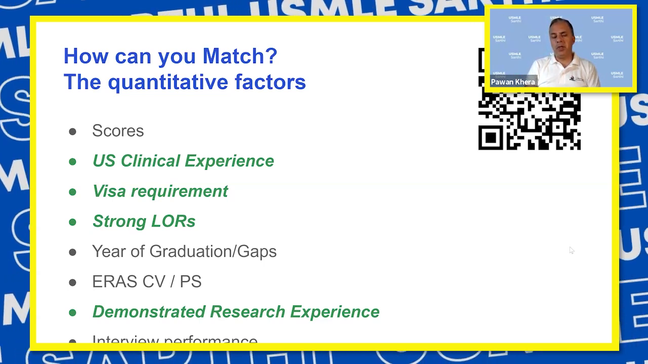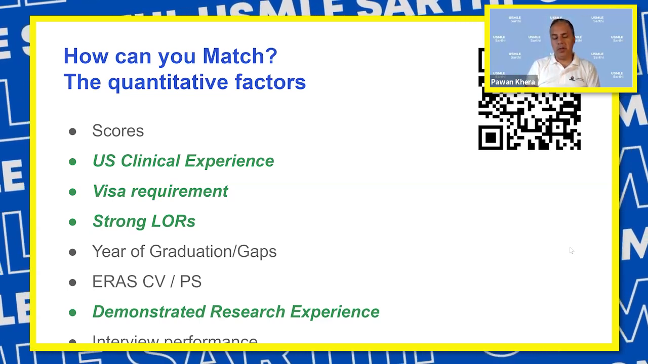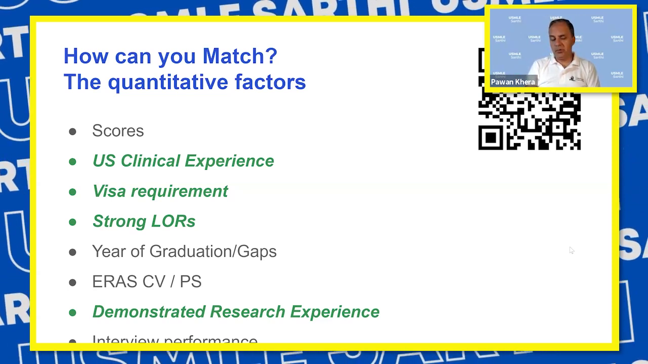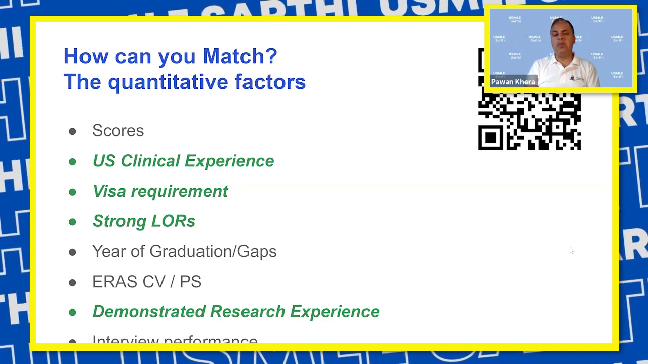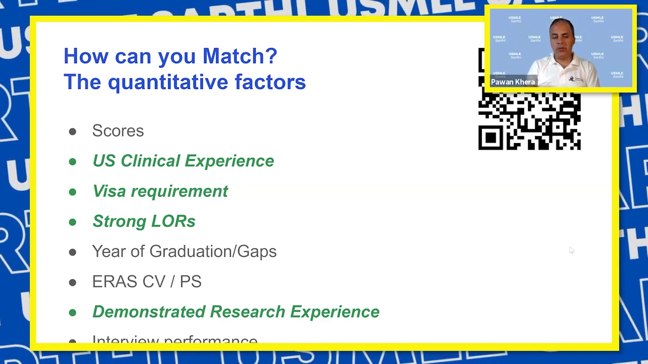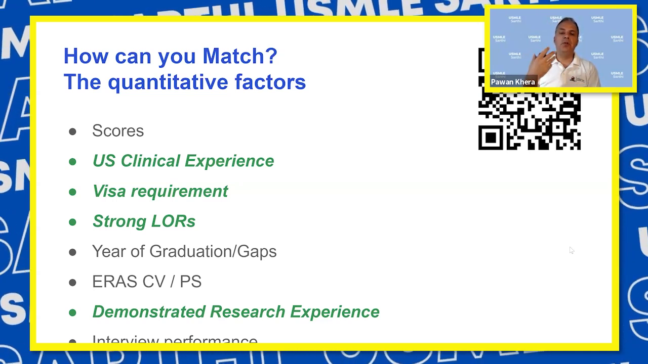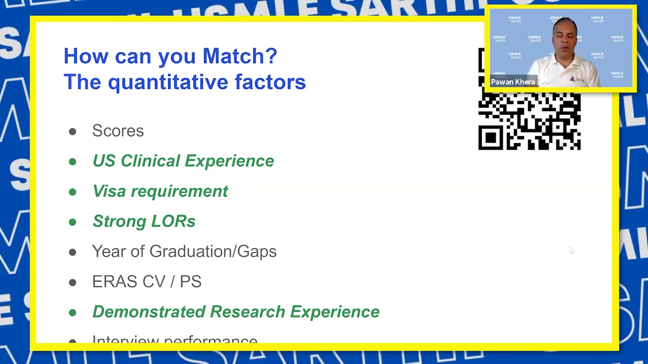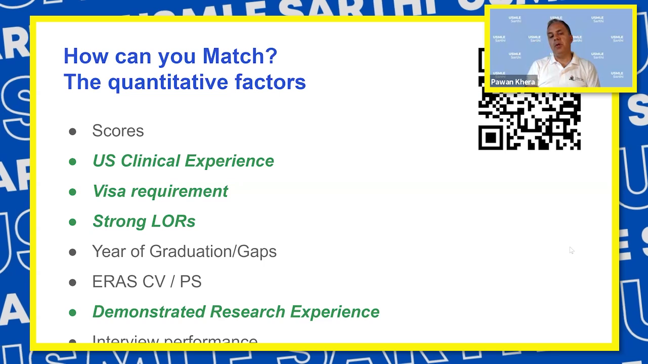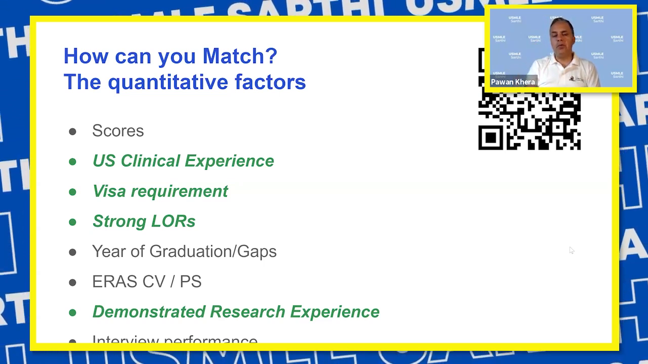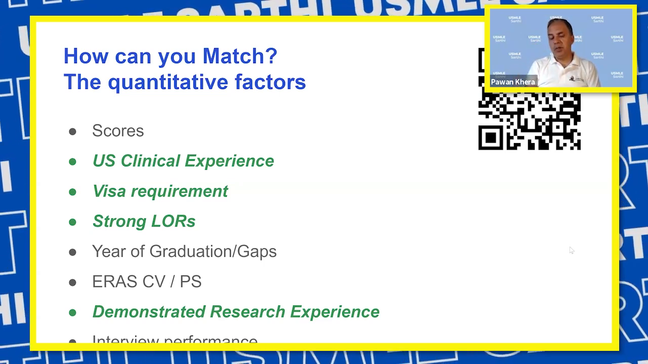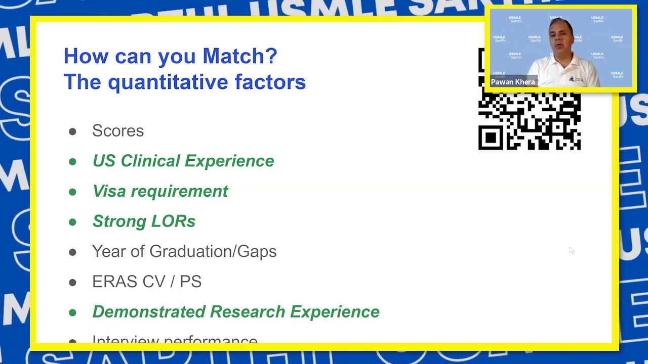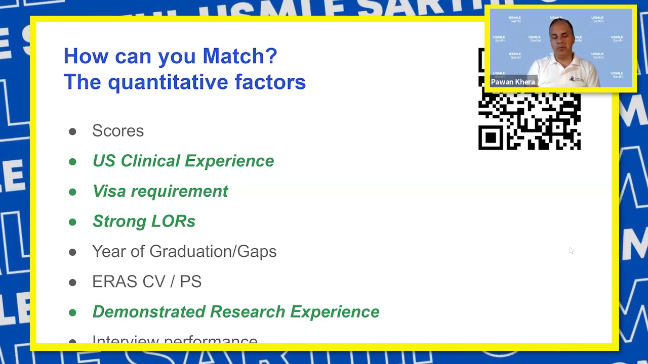Generally, most programs prefer 3 years or less YOG. Some programs prefer 5 or less, which is good. And there are few programs that don't care about your year of graduation. It also depends on the specialty of your choice. Some specialties like family medicine may be open to a more older YOG. Gaps are a very red flag. Gaps can really hurt you, and we'll talk about how you overcome some of this.